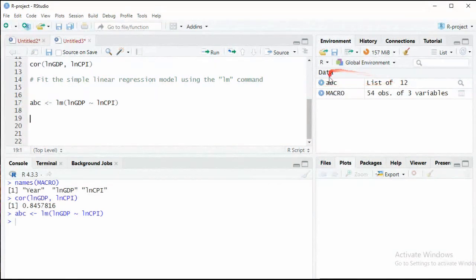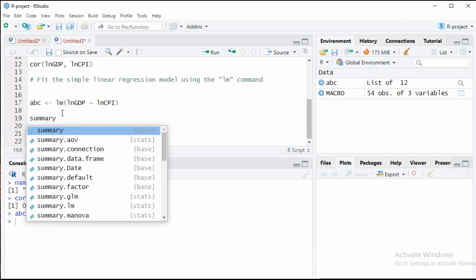Now here you can see the object ABC in the R environment, which contains the estimated results from our model. The estimated results from our model are stored under these objects. So after fitting this model, use this command to see the results.